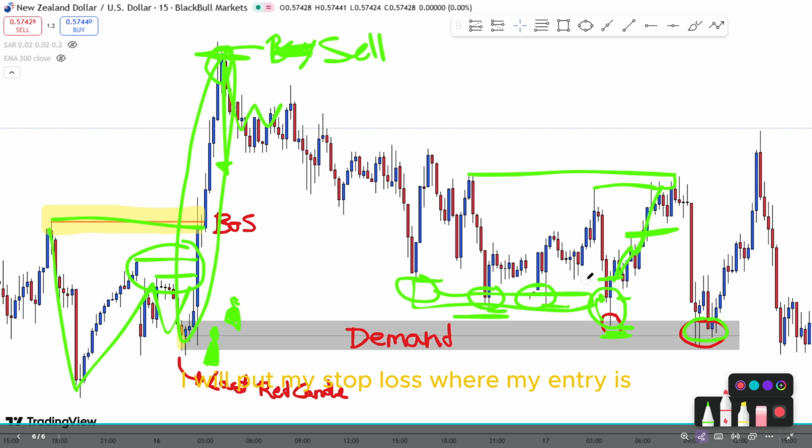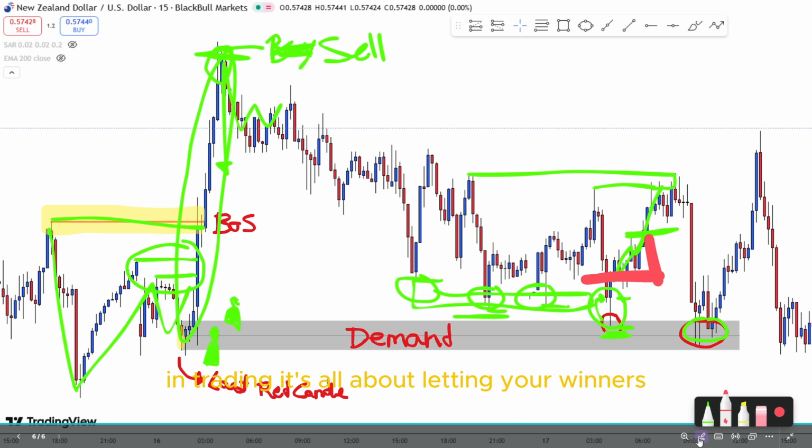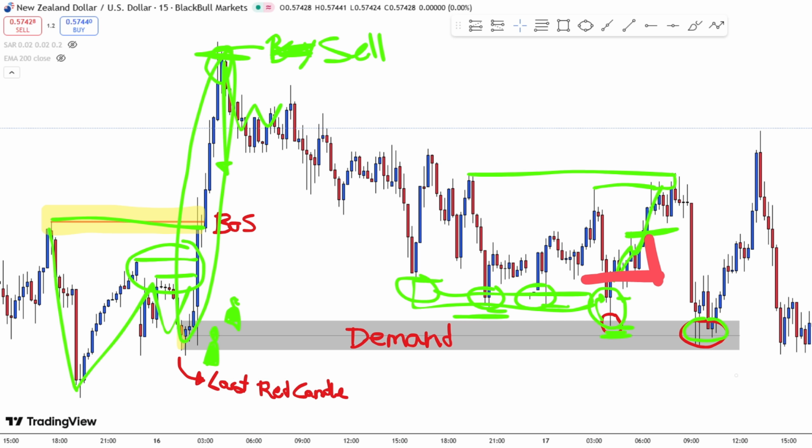I will put my stop loss where my entry is. So pretty much what happened now, I have a risk-free trade. Even if the trade goes against me and stops me out, I pretty much lost nothing, okay? In trading, it's all about letting your winners go as big as they can and stopping your losses out short.